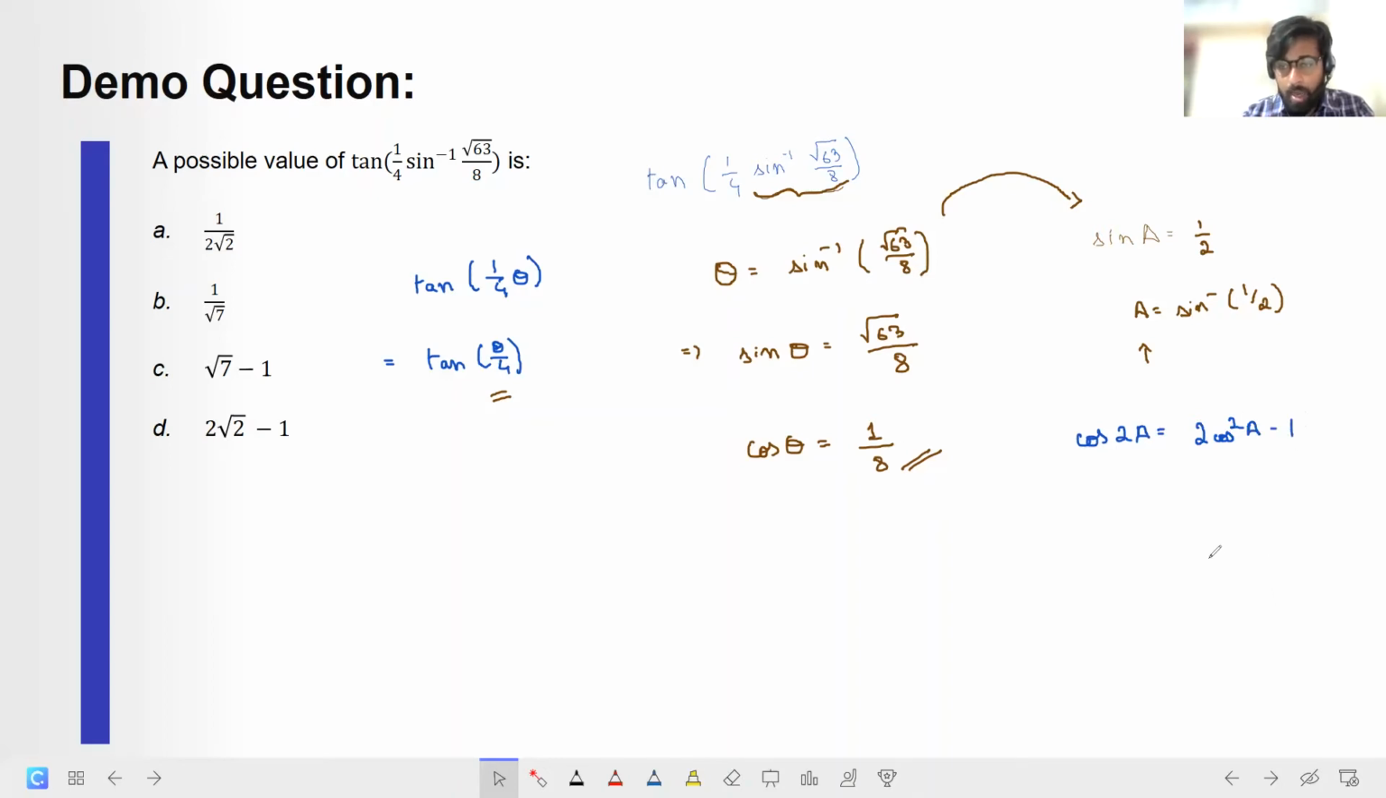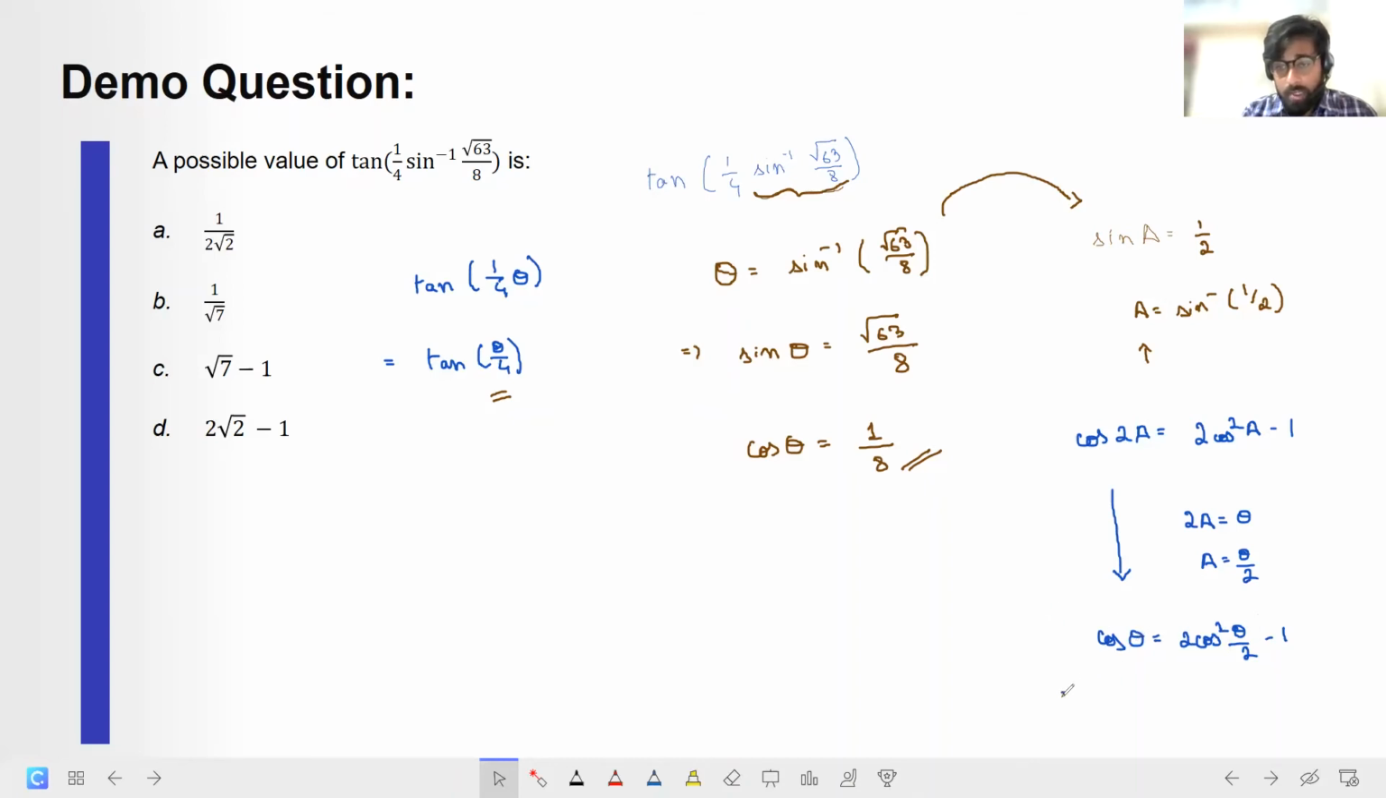Now if I consider twice a to be theta, then a becomes theta by 2. Now I'll just put these values over here, and if I do that, I get cos theta is equal to twice cos square theta by 2 minus 1. So from this, I'm a step closer to my answer, and I'll get to know what the value of cos theta by 2 is by solving this further.